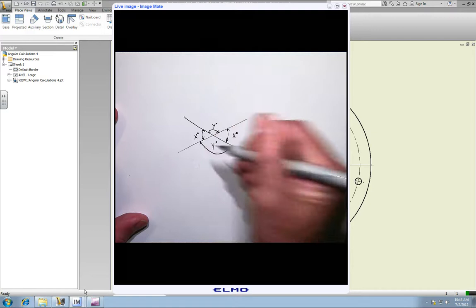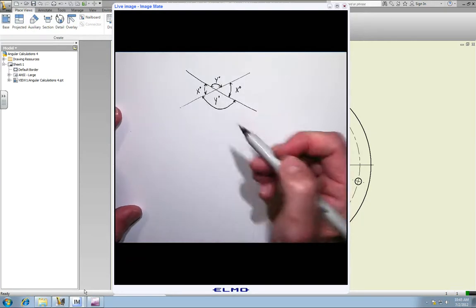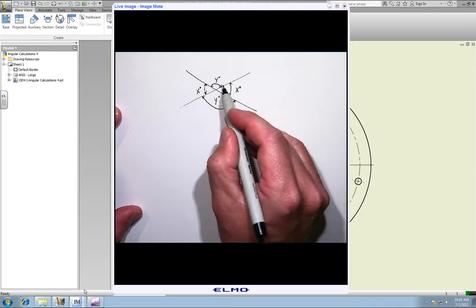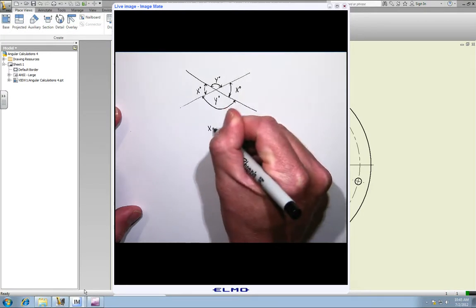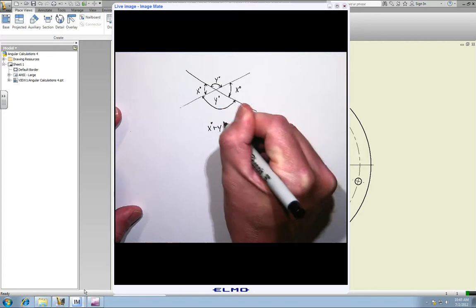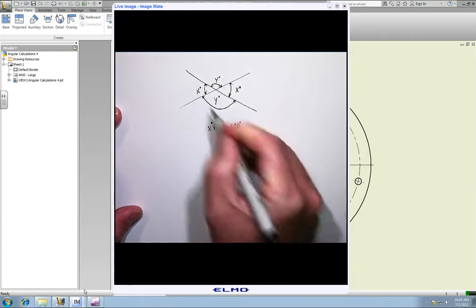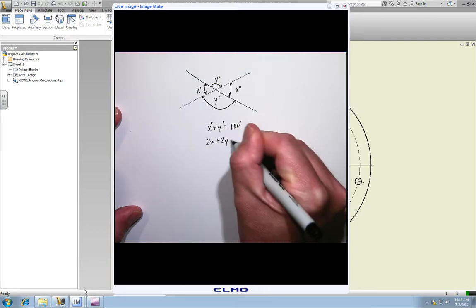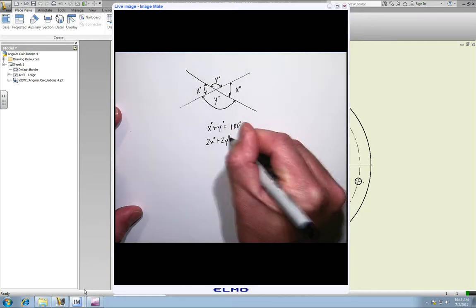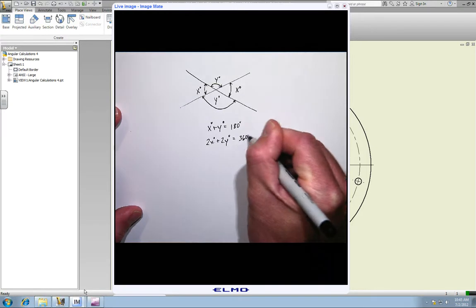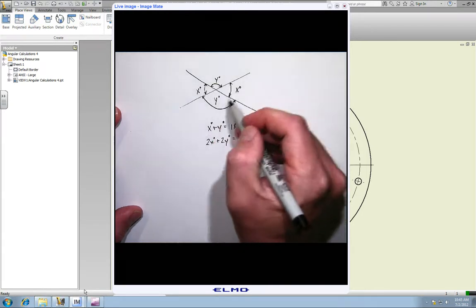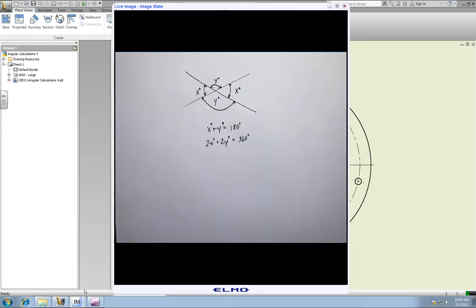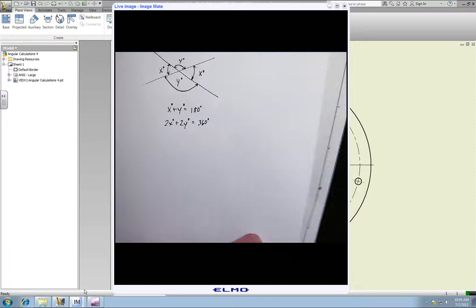What else do you know from that little diagram? Well, x plus y should equal 180, right? Because the angular measurement for a straight line is 180 degrees, so you could just say that x plus y equals 180. You could also say that 2x plus 2y equals 360 degrees, okay? So that's kind of a little warm-up concept for this exercise.